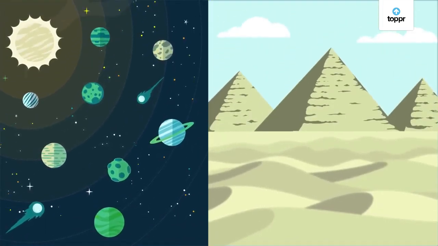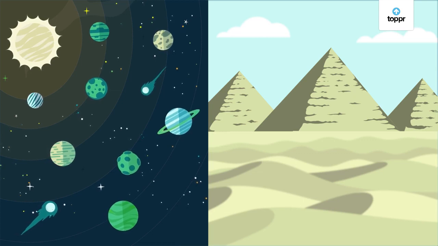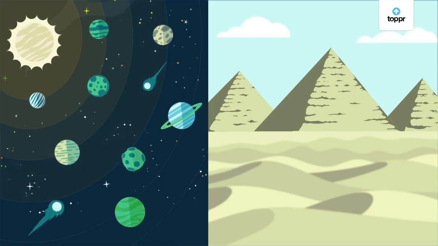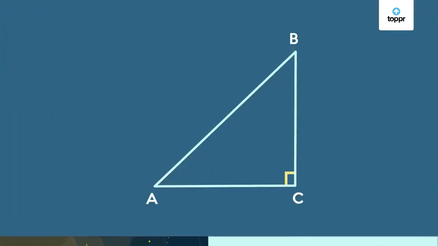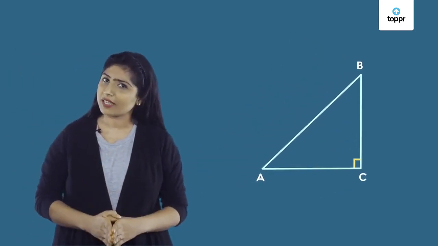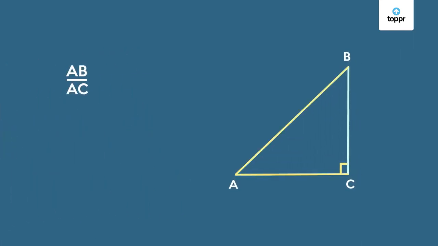Trigonometry has been studied since ancient times. Even before modern science developed, astronomers and builders used trigonometry in their work. Now to begin learning about trigonometry, we will focus on a right-angled triangle again. As you might have guessed, we are interested in the ratios of side lengths, for example, AB by AC.